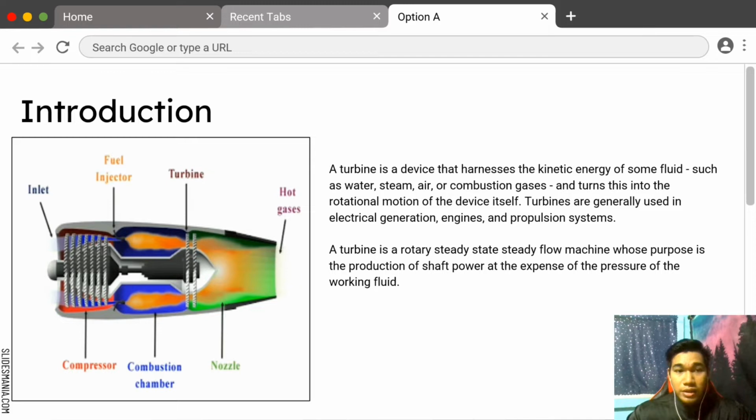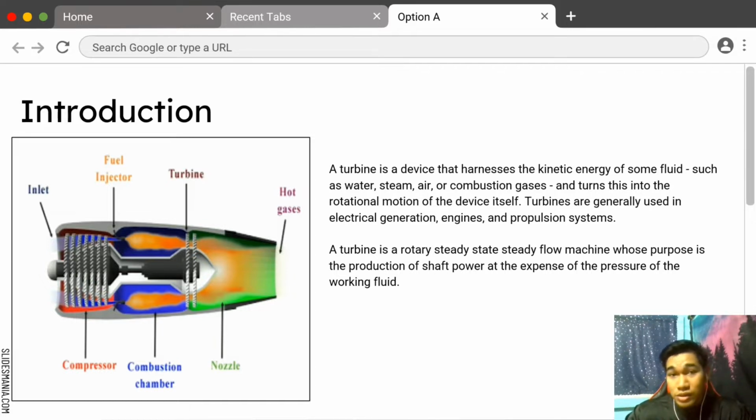For the introduction, a turbine is a device that harnesses the kinetic energy of some fluid, such as water, steam, air, or combustion gases, and turns this into the rotational motion of the device itself. Turbines are generally used in electrical generation, engines, and propulsion systems. A turbine is a rotary steady-state, steady-flow machine whose purpose is the production of shaft power at the expense of the pressure of the working fluid.